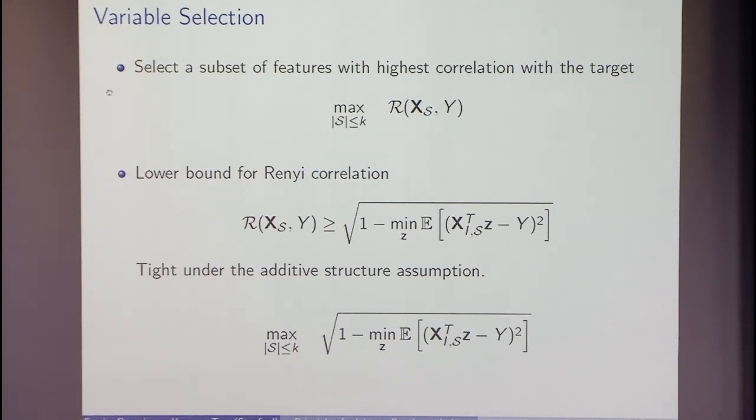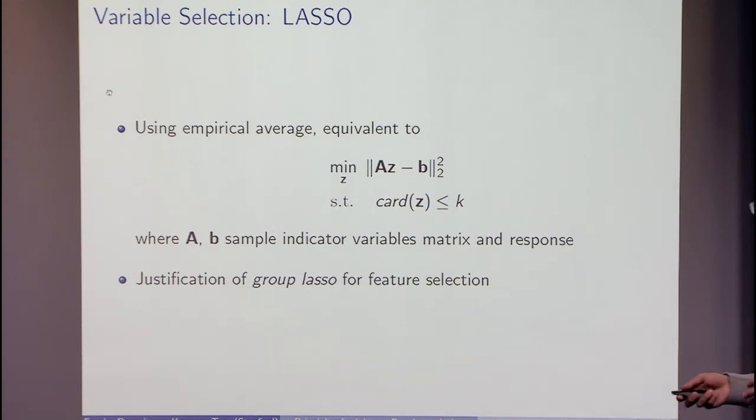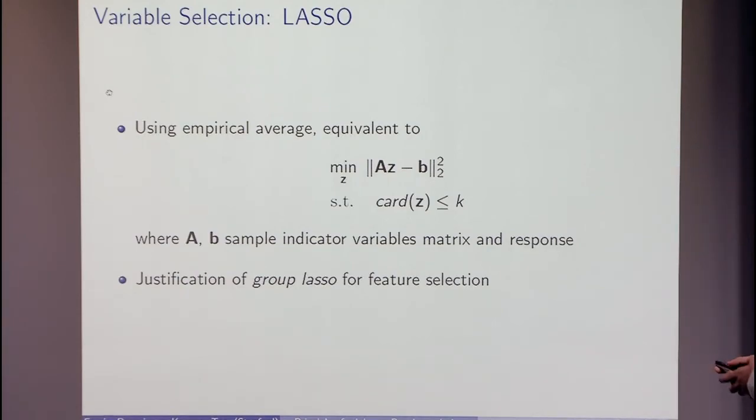Now, the result is that it's the same as group LASSO when you make an empirical average, when you do a maximum likelihood estimation of the pairwise probabilities of the distribution. So it would exactly result in this optimization problem. And it's group LASSO. So it's a justification for group LASSO using the principle of minimum Renyi correlation. Okay, so it's just an application.